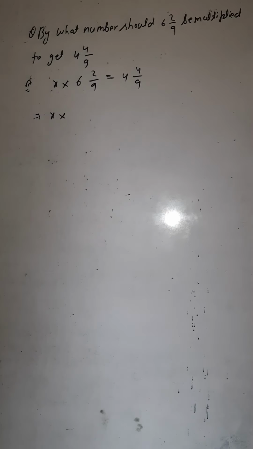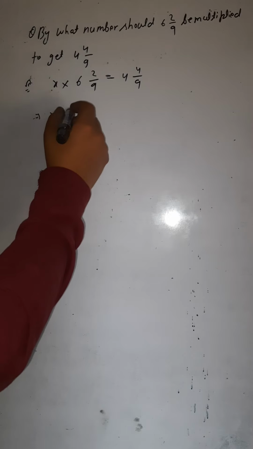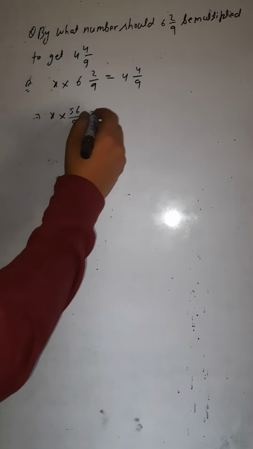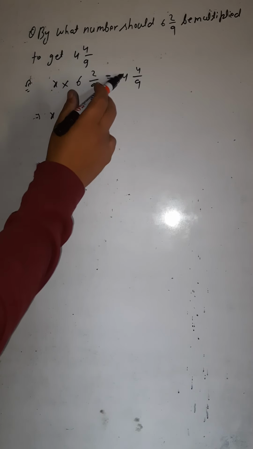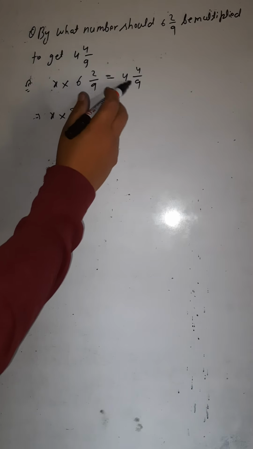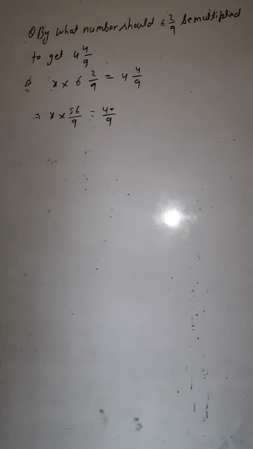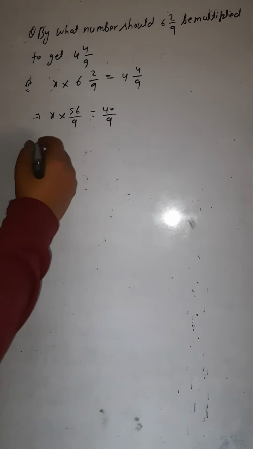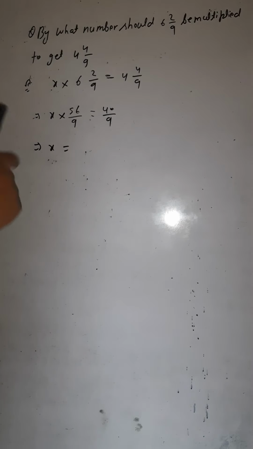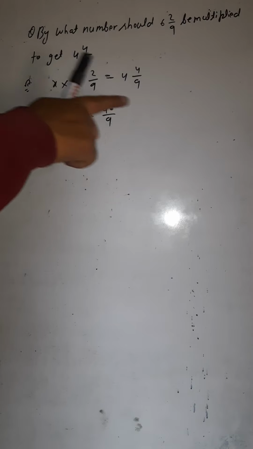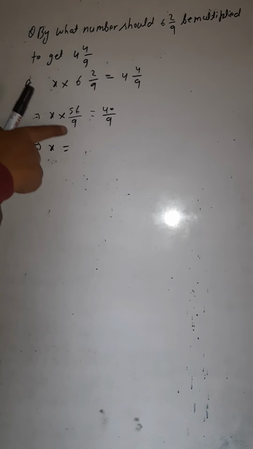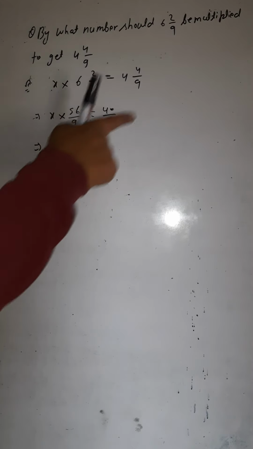9 6s are 54. 54 plus 2 would be 56 by 9. Similarly, 9 4s are 36. 36 plus 4, 40. 40 by 9. You have to find out the value of x from here. So you would write x here. Now whatever is there with the x would go there and would divide there, because this complete fraction is multiplying here. And if it is going there, it would divide there.